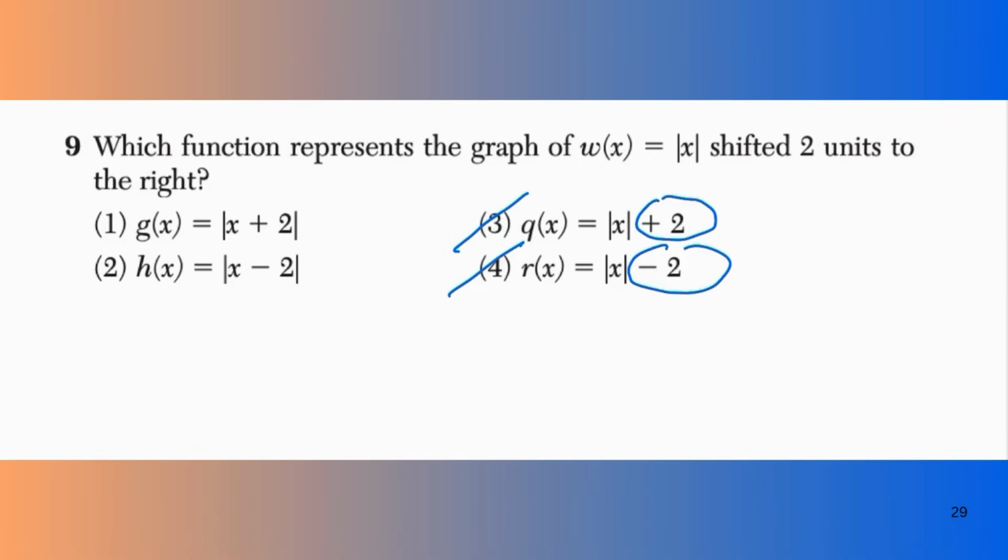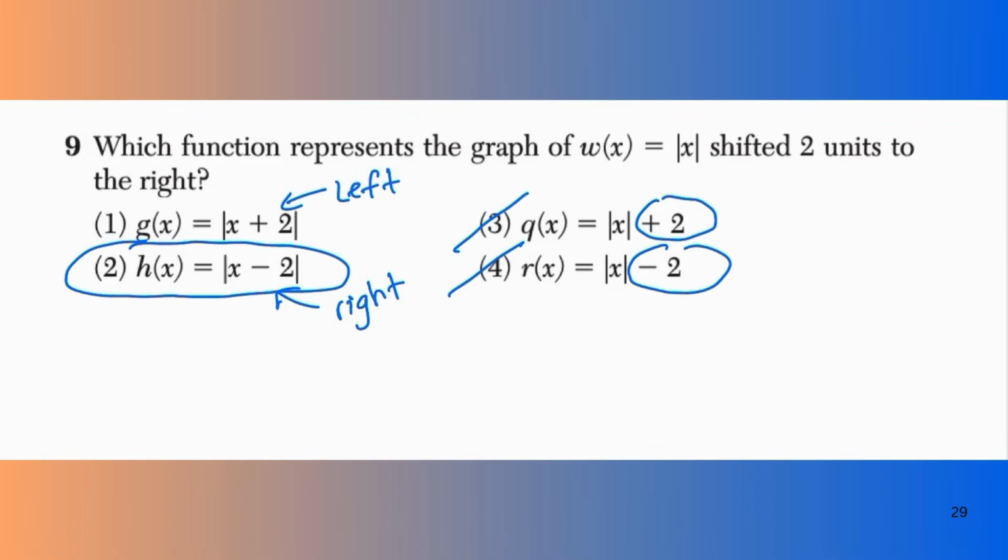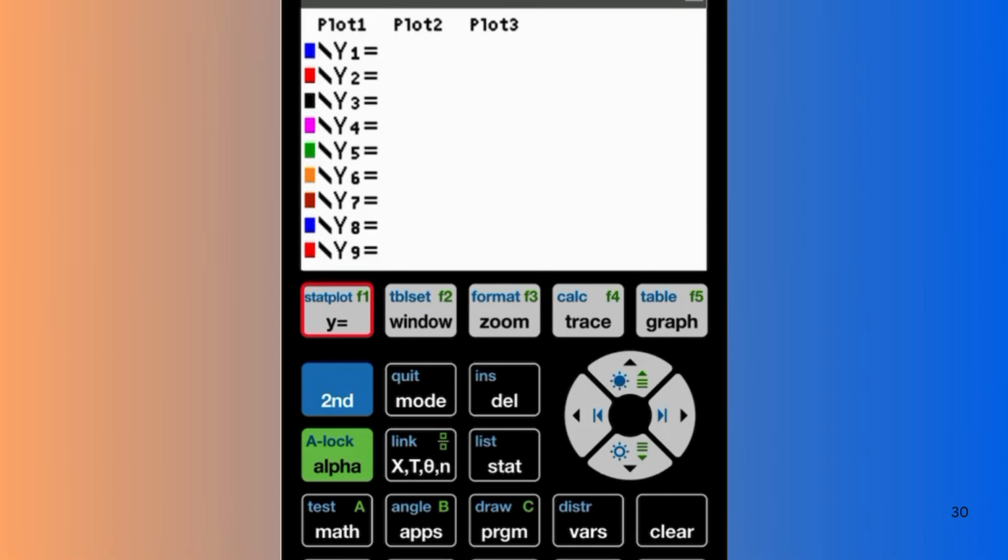But the rule is a little counterintuitive. Where we have a plus 2 would actually have us moving to the left. And if we do minus 2 inside, that's actually going to have us shifting to the right, which is the shift that this problem is asking us for. So the answer is going to be number 2. But again, you don't have to memorize that. We can just graph it and test.